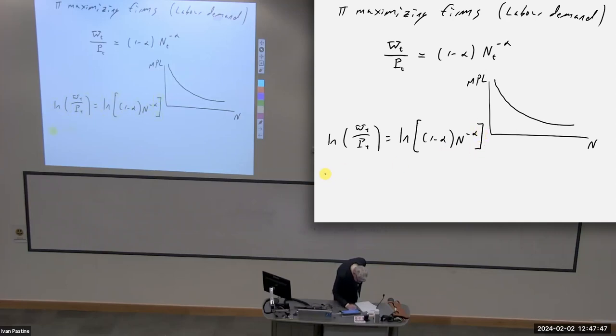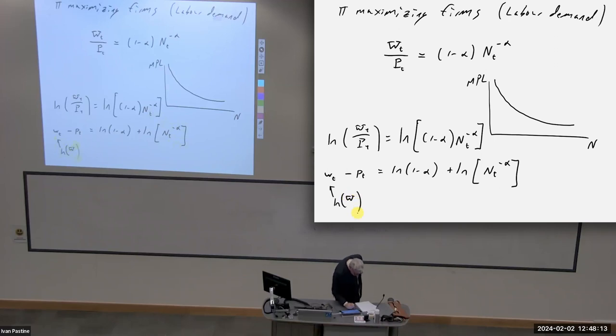So this is little w_t minus little p_t is equal to ln of 1 minus alpha plus ln of n_t to the minus alpha, right? These are ln of capital W. All right, so now I've switched to small letters. So you can see I'm struggling to write the capital letters, but before long we're going to be working entirely in small letters, and so I'll be able to be sloppy again. But at the moment we're going to our small letters for the first time.